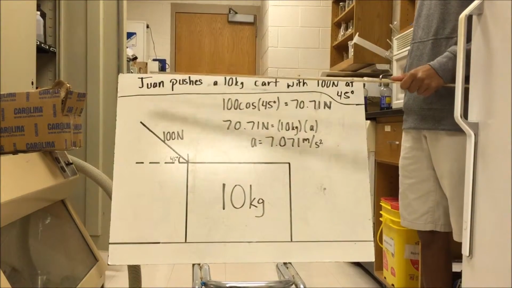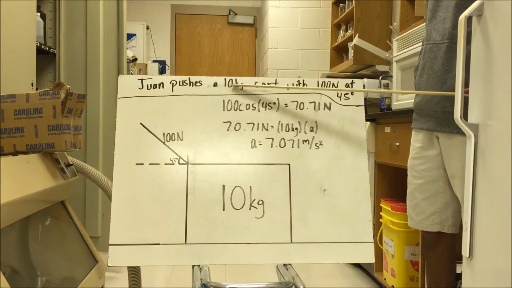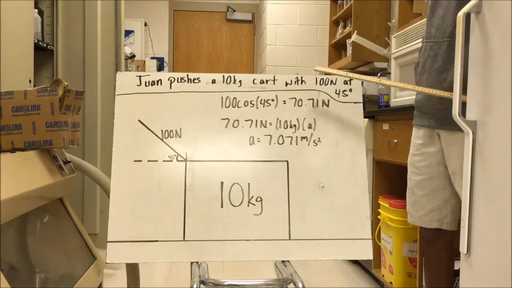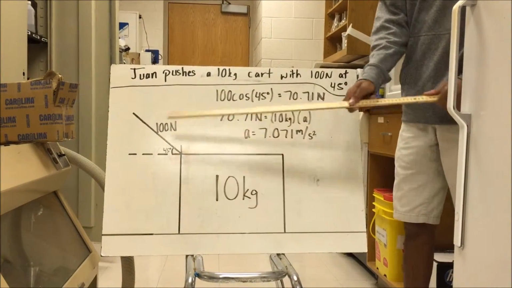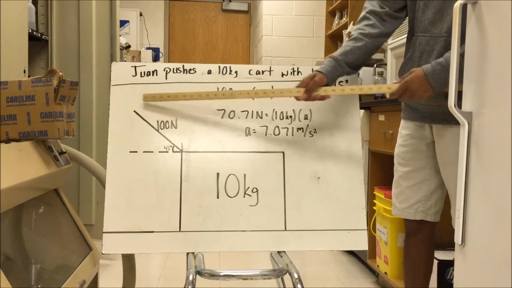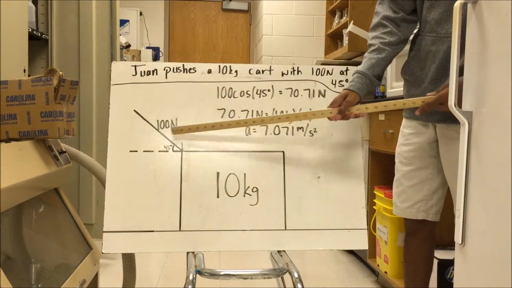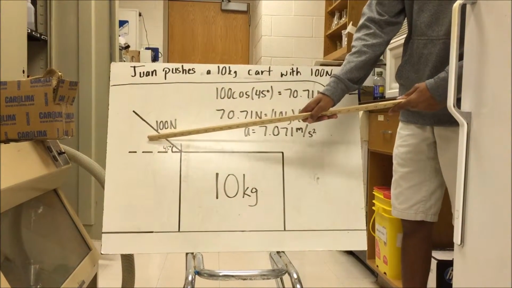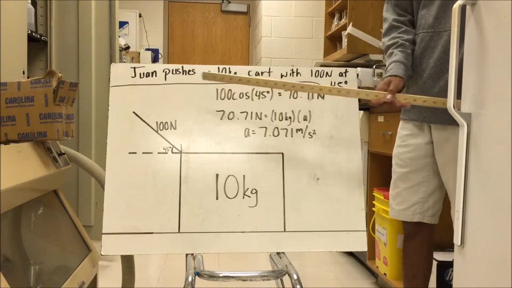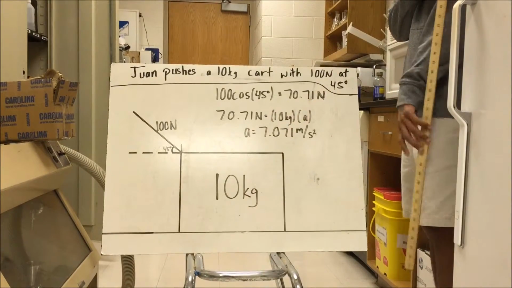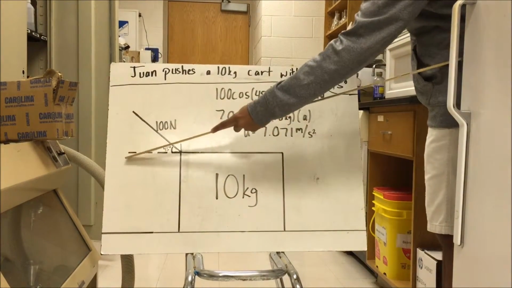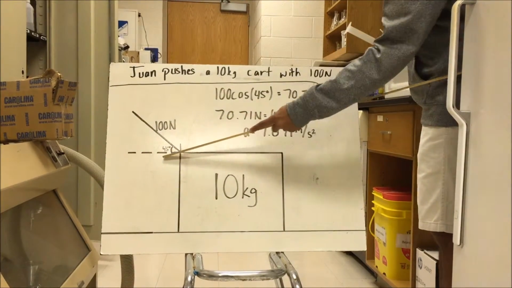So we were given a problem in which Juan pushes a 10 kilogram cart with 100 newtons at an angle of 45 degrees. So here we drew our free body diagram, and we have the force here, which is 100 newtons, at an angle of 45 degrees, and this is your 10 kilogram cart. And so to solve for acceleration, we want to find the force in the x direction.